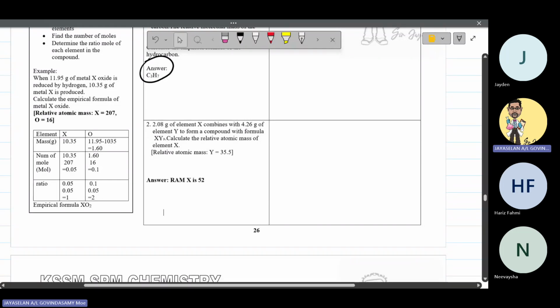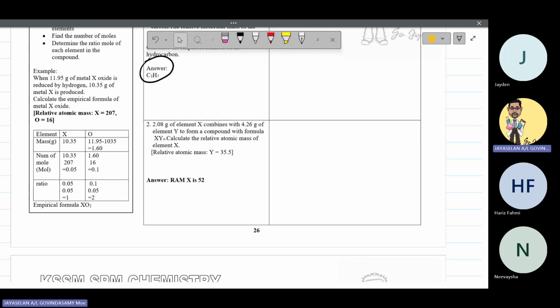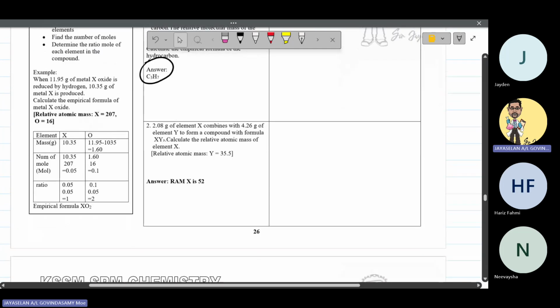Okay, this type of question, I got two questions. This is an empirical formula question. They give you the mass and the formula, and they ask for the RAM of one of the elements present in the compound. So soalan macam ni kena buat. Okay, so this calculation you all should be able to do.